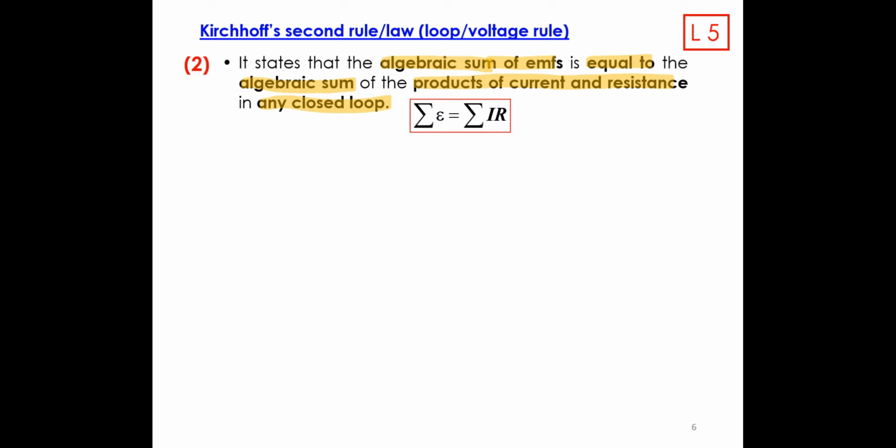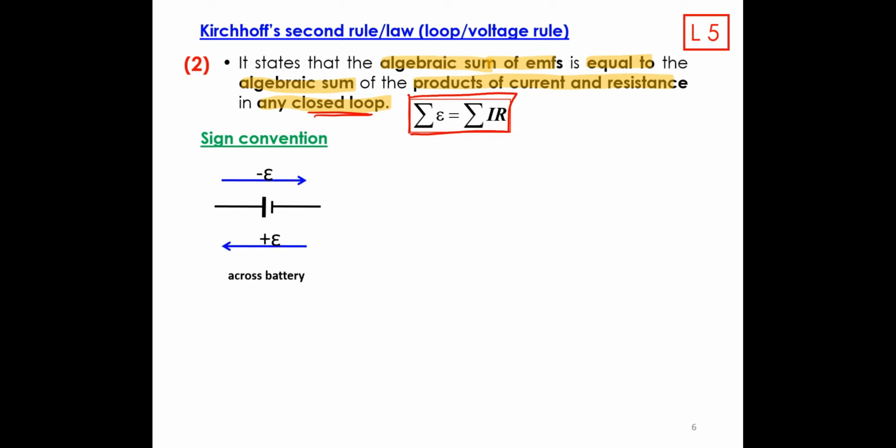In mathematical equation, we have the left side and also the right side. So this is our equation. The summation of EMF equals the summation of the product of current and resistance. And it should be in a closed loop. The condition is to make sure your circuit is in a closed loop. Now look at the sign convention.